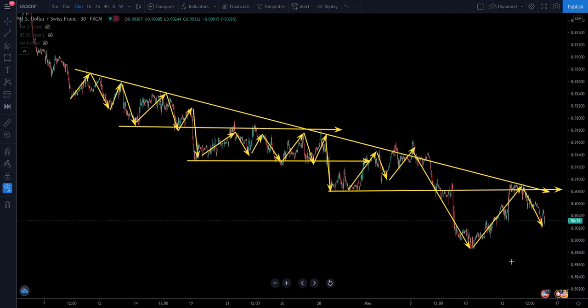So in this case, you should be looking for sales. Don't fight the trend. If you see a very clear trend, just go in the same direction. In this case, sales, all right? It doesn't make sense to be looking for buys, all right?